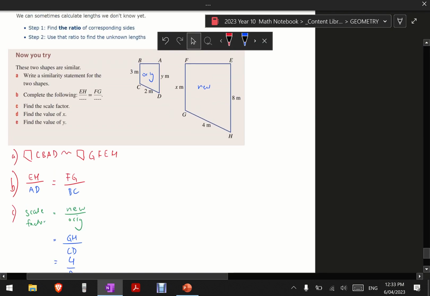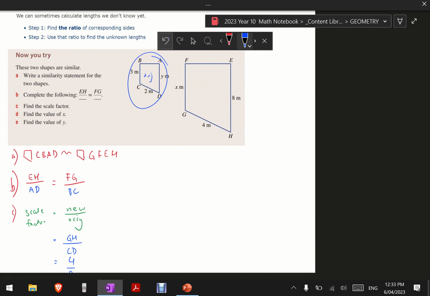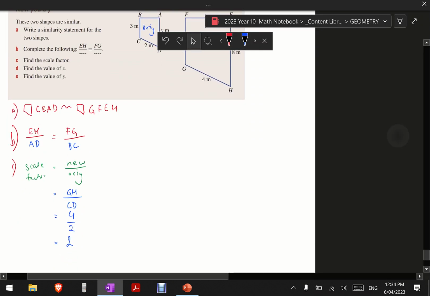Now, that's if we treated this shape as the original and this shape as the new. I'm going to go ahead, because I did mention before that I'll find a scale factor again, but let's do D first and then we'll find a scale factor again. In question D, it asks us to find the length of X, which is there. Remember, this is my original, this is my new. So we're going to use a scale factor to do this.